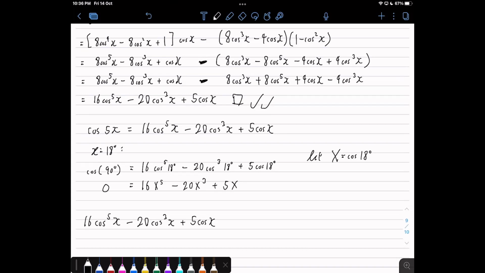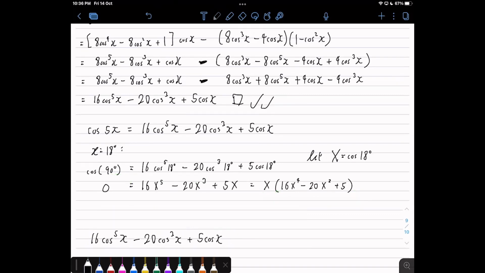Wow, amazing. There's a factor of x common to all of them. You can factor out the x. You're left with 16x power 4 minus 20x power 2 plus 5. Agree so far? Now, when you have a factor times another factor equals 0, can you solve for x? Yes, each factor equals 0. One equals 0 or the other equals 0.